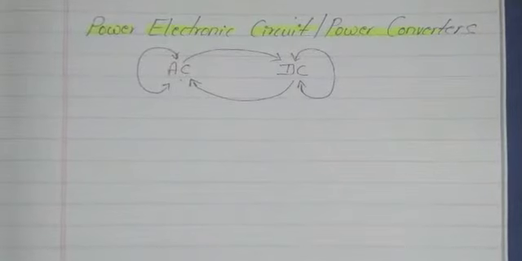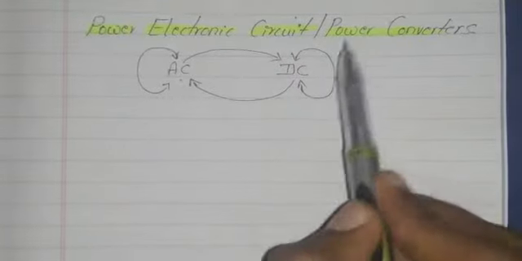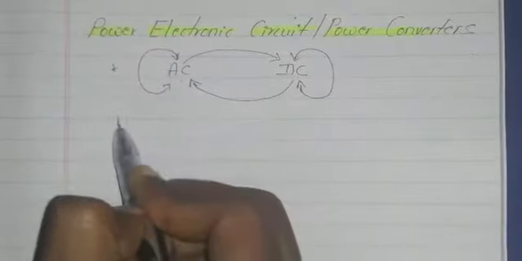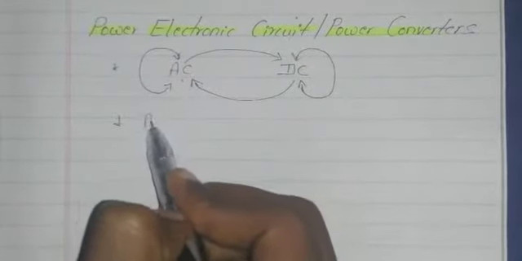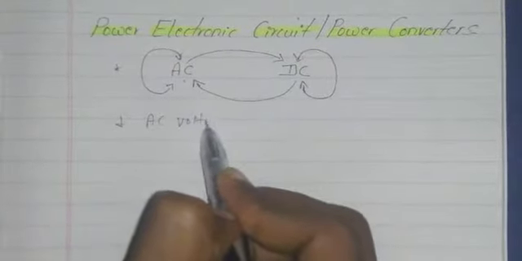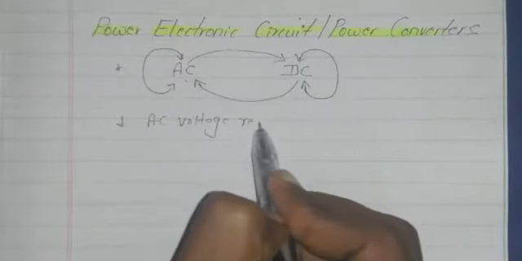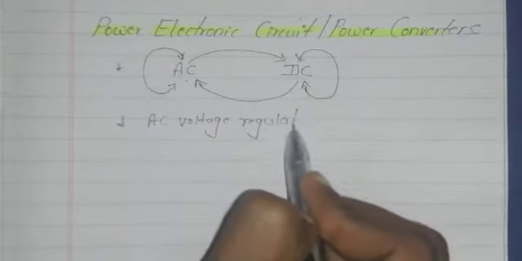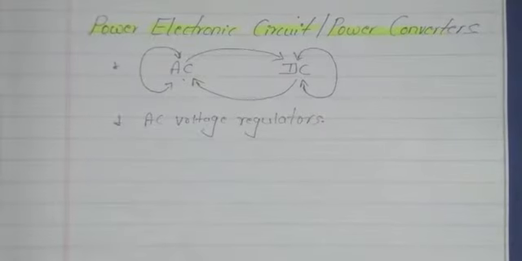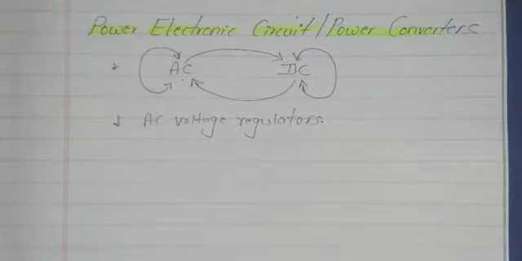One thing we have to remember, we also use power electronic circuits in regulators or AC voltage controllers, AC voltage regulators. Okay, let's discuss one by one. First one is the phase controlled rectifiers.